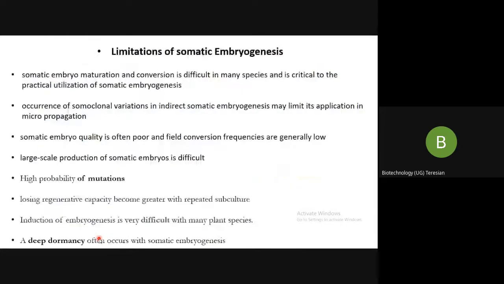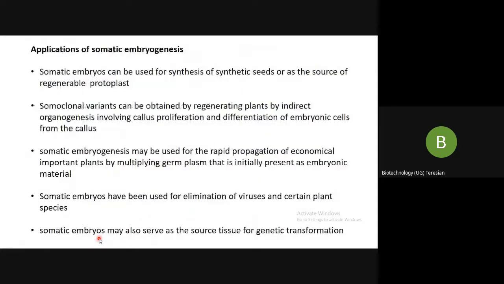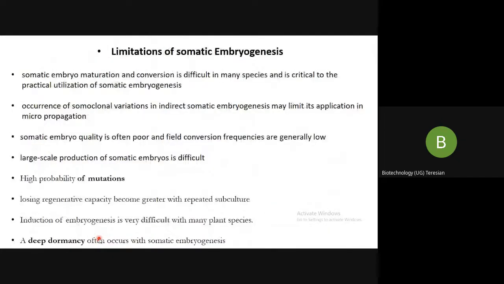So you saw these were some of the applications and some of the limitations of somatic embryogenesis. So with this, we come to the end of the class on somatic embryogenesis.